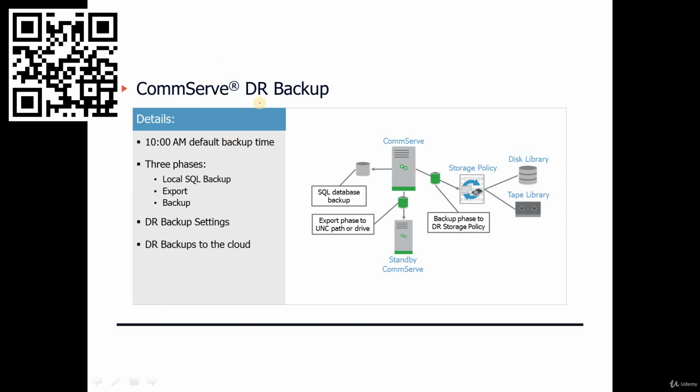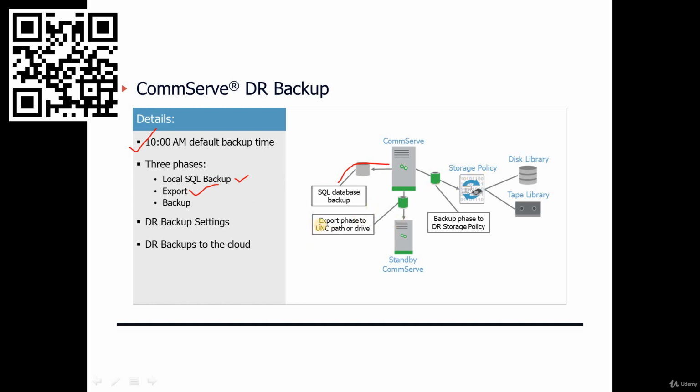Then comes the DR backup. Here you can configure your DR backup. CommVault already has a default schedule where the CommServe DR backup is performed at 10 AM as the default time. And what it does, basically, it has three phases. The first phase is it will back up the local SQL database running on the CommServe, and then it will export that file to a DR location.